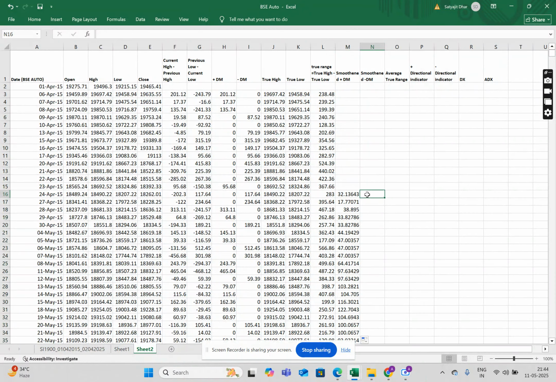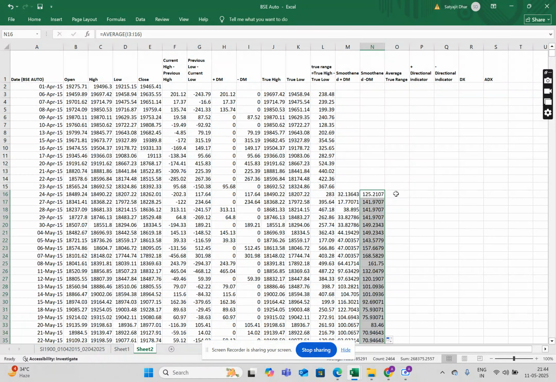Here it is. And smoothened negative DM is the average of the negative DM of the last 14 days, including that day itself. So remember, this is different from the case of the ultimate oscillator. In the ultimate oscillator, when we were doing averages like that, we were not including that day itself. We were doing it for the past days. But here we are including the day in question itself, also including that day where we are putting the data. So average of negative DM of 14 days, including that day. Here we have it.